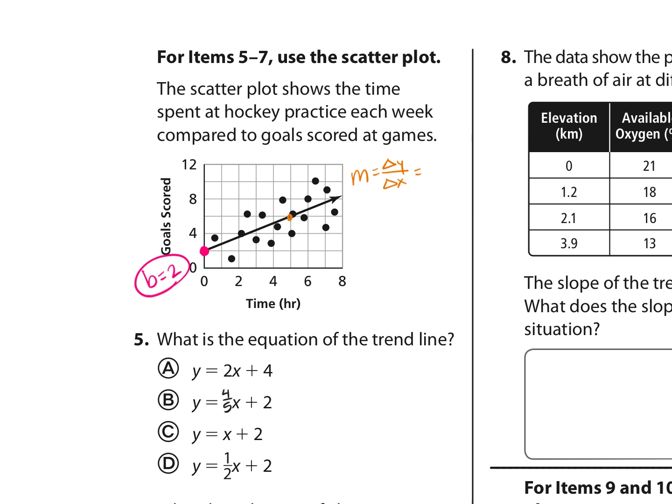So I can tell this trend line goes through here where x is 5 and y is 6. So I'm going to find that by saying, okay, the change of y is it goes up 2 places, which is actually 2 units per place, so it goes up 4 goals. And then it goes to the right 1, 2, 3, 4, 5 hours. So the slope is 4/5. So in y equals mx plus b, that is answer choice B.